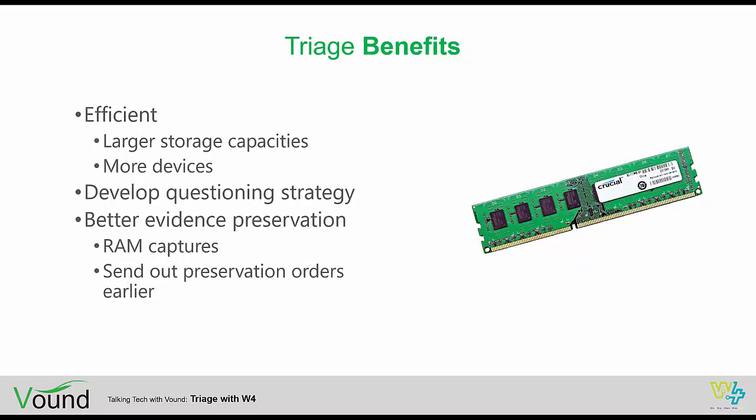So the main benefit to triage is that it's more efficient. Most of you know that we've been getting an incredible amount of data from these digital devices, and it just keeps growing. Back in the early 2000s, an average hard drive size you found on a PC was around 20 gigabytes, where today we're closer to a terabyte. That's over 50 times more data.